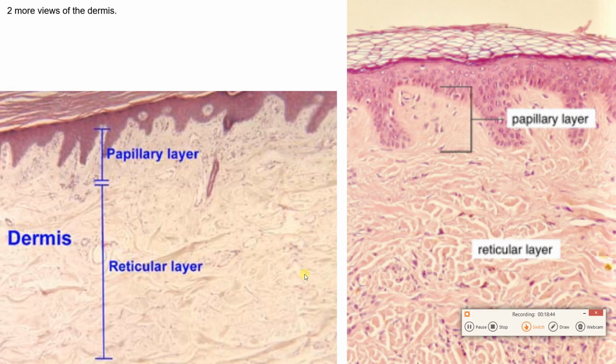Got some more here. I don't really like the coloring of this one. It's kind of faded, but I like that I can see my layers here. I can see the bundles of collagen. They just don't look as beautifully pink as I would like. This is not a bad one over here. Got my stratified squamous epithelium, my papillary dermis with its papillae, its bumps, and my reticular dermis. And I can totally see the collagen bundles down here, how they're going in different directions. And I can see fibroblasts as well.